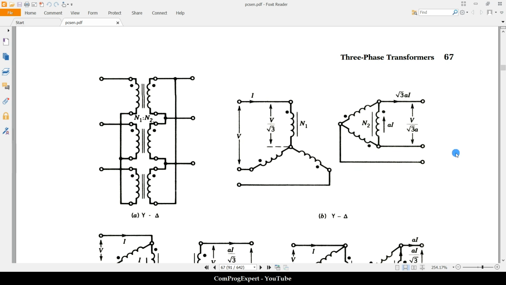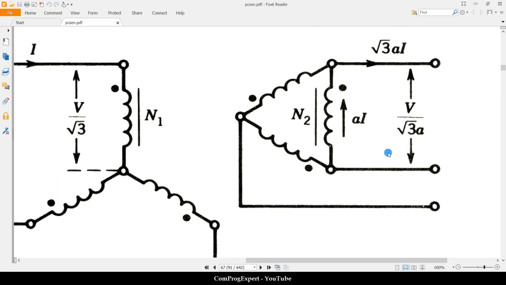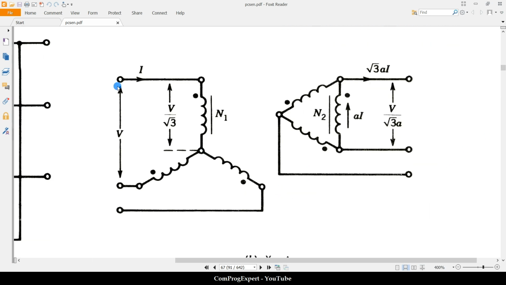So here, as you can see, we have this line-to-line voltage V. The phase voltage is V divided by the square root of 3. This is for the phase A, and this is the secondary coil of the phase A, the first single-phase transformer. How much is the value of the current in it? It is A times I, turns ratio times I.